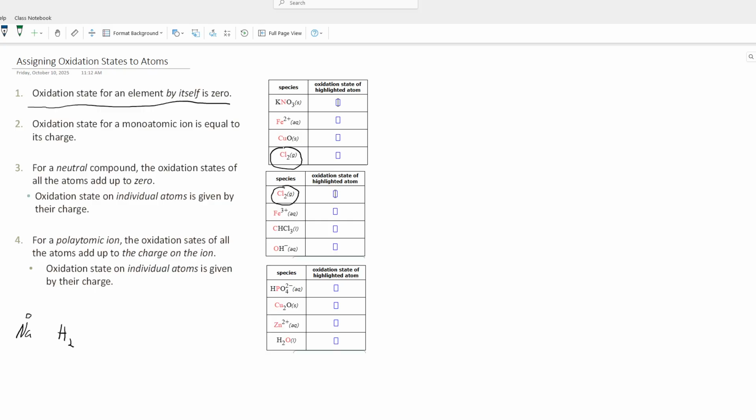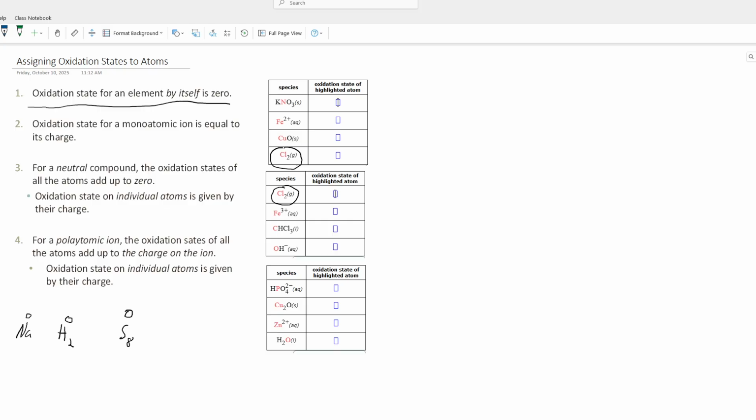Now, you will see things like H2. If it is an element by itself, it is going to be zero. You'll see something like S8. S8 by itself is zero. Okay, those are the rules for number one. Way, way doable. Sometimes you'll get confused, sometimes you're not being careful. So be careful. Do it right.